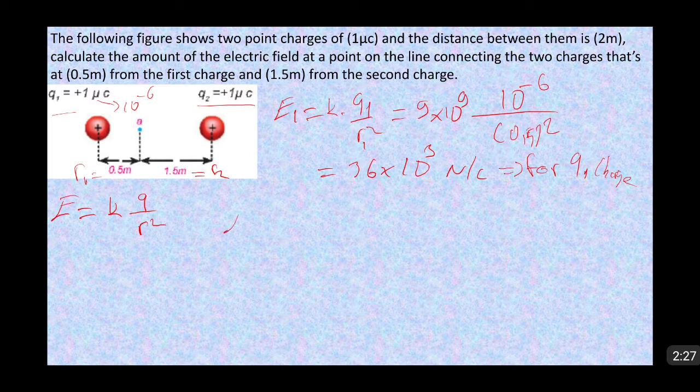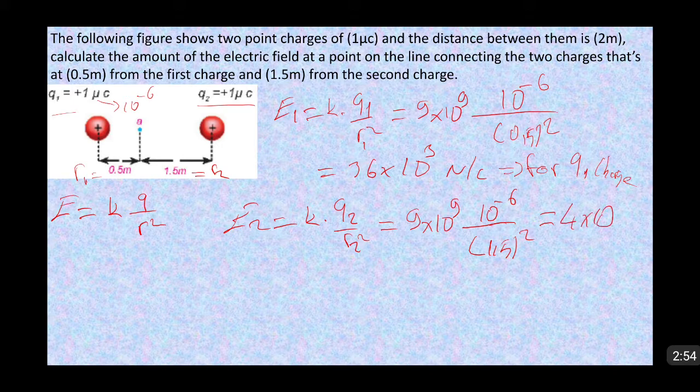Secondly, we are using K Q2 over R2 square equals, I am writing the number 9 multiplied 10 power 9 multiplied 10 power negative 6 over 1.5 square equals 4 multiplied 10 power 3 Newton over coulomb for the Q2 charge.